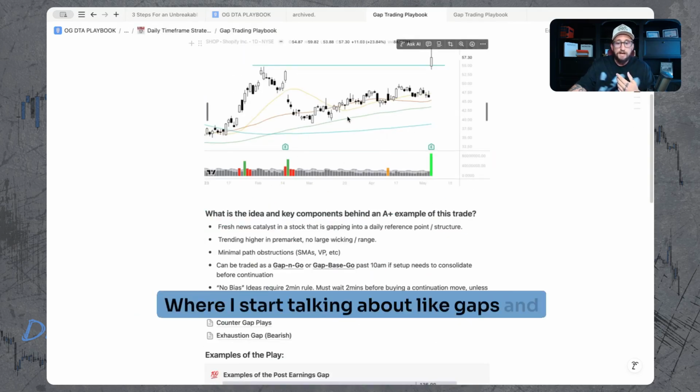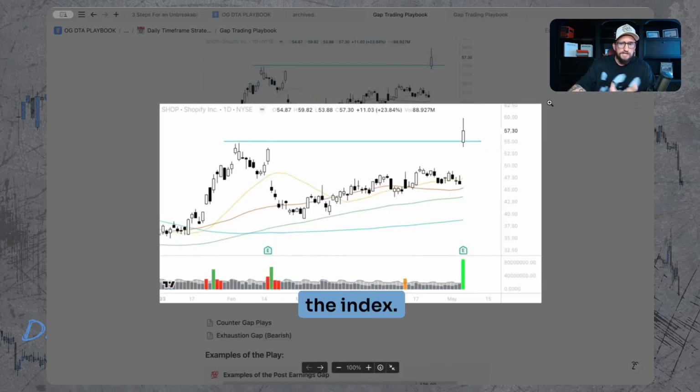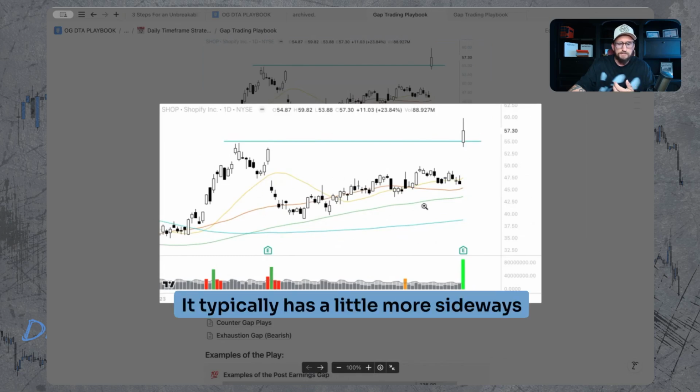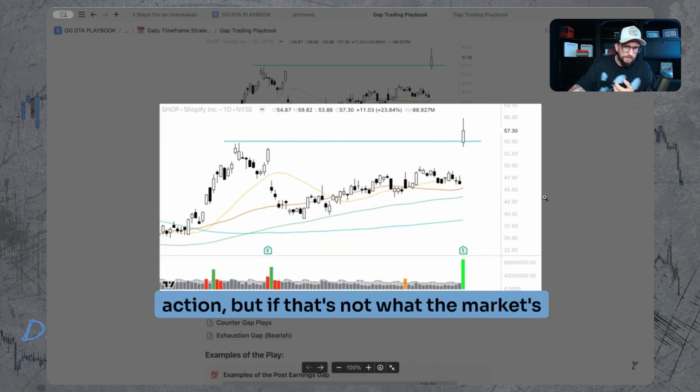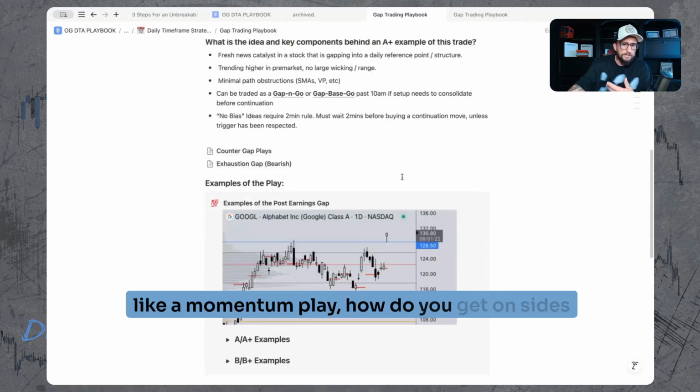Where I start talking about gaps, and you see these market gaps, like Shopify at all-time highs, you're just going to buy all-time highs. With the index, it typically has a little more sideways action. But if that's not what the market's doing right now, if it's resembling more of a momentum play, how do you get on side with that?